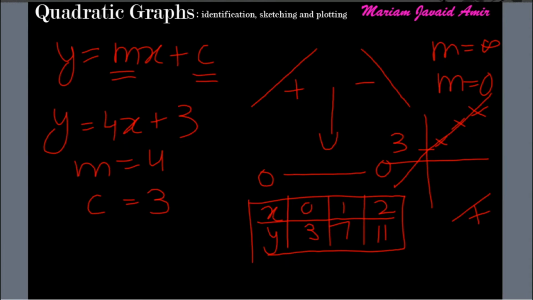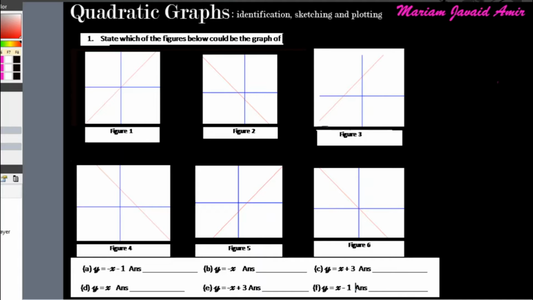Let's quickly do one question related to linear graphs before we jump to quadratic graphs. This is the first question of the worksheet. I'll attach the link to the worksheet in the description as well. Okay, so question number 1, state which of the figures below could be the graph of part A, y equals minus x minus 1.